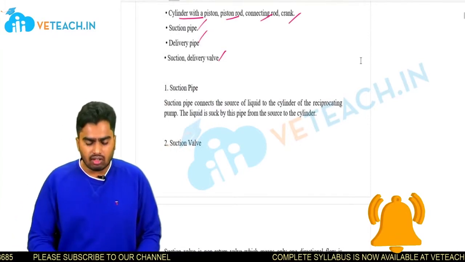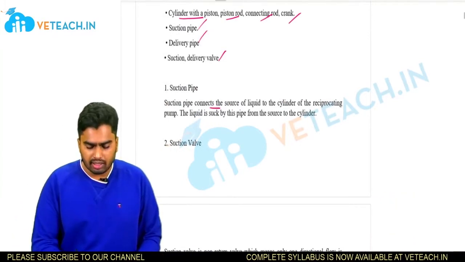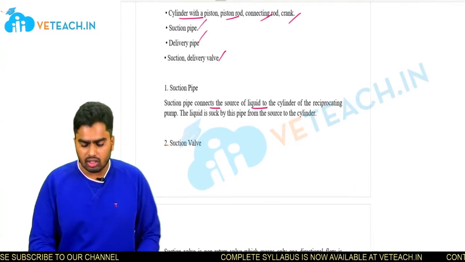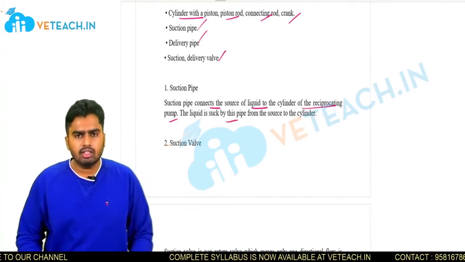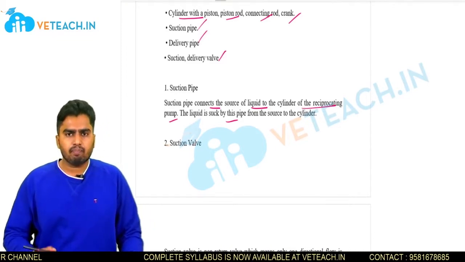Suction pipe. What will the suction pipe do? The suction pipe connects the source of the liquid to the cylinder of the reciprocating pump. So the liquid is sucked by this pipe from the source to the cylinder. So it is like an inlet pipe.